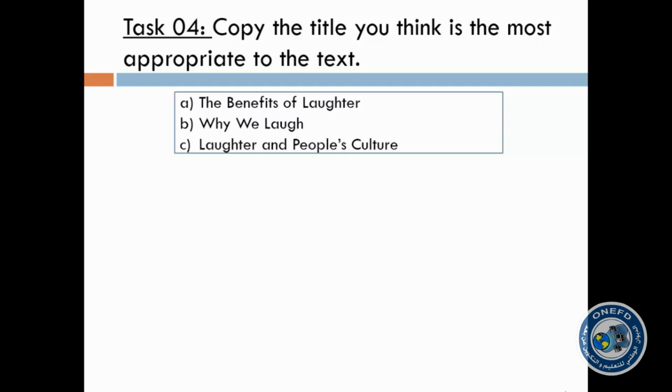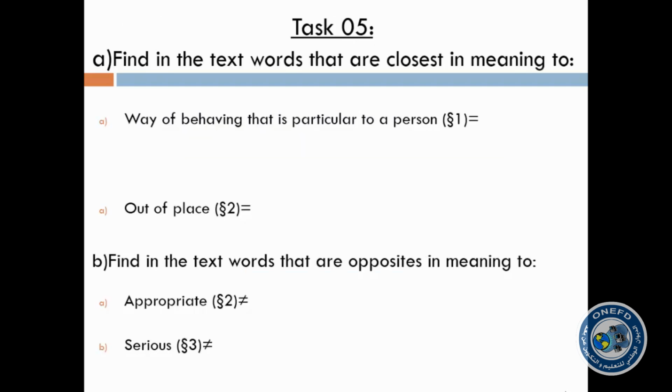So remember, the text speaks about the causes of laughter, inappropriate situations that generate laughter, and the spontaneity of laughter. So we would think that choice B is the most appropriate. We read the title, Why We Laugh. When we find this title, we would expect that the text would be about the causes of laughter, or the things, situations, or reasons of laughing. So let's move on to the other task.